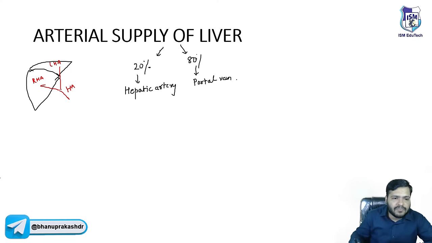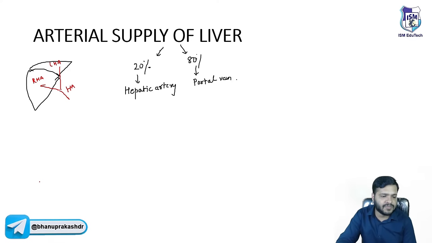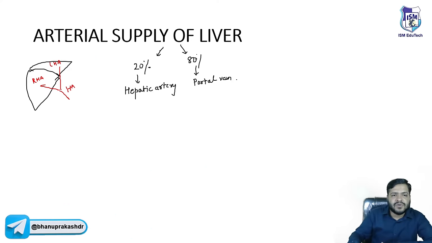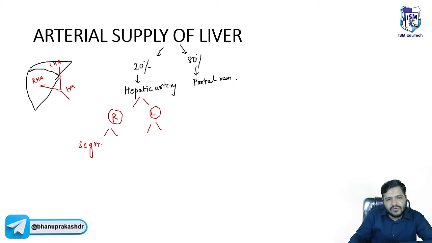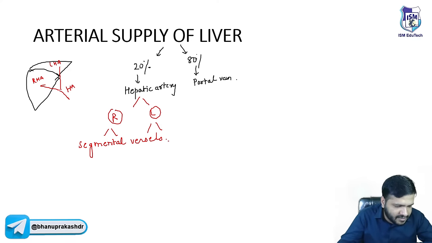After that, within the liver, they will redivide to form the segmental vessels. So remember beta, before entering into the liver, the hepatic artery has right and left branches. Now within the liver, they redivide to form segmental vessels. When I say segmental vessels beta, means to each particular segment they will go. We already have the 8 segments, right? So they further divide into segmental vessels.